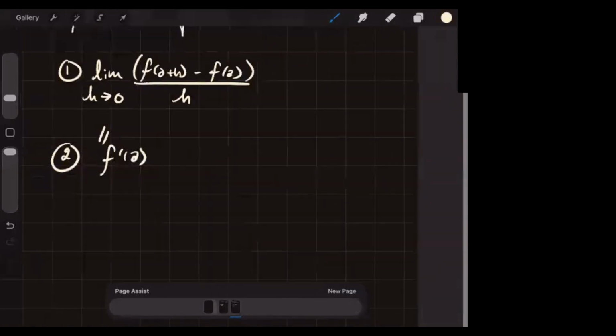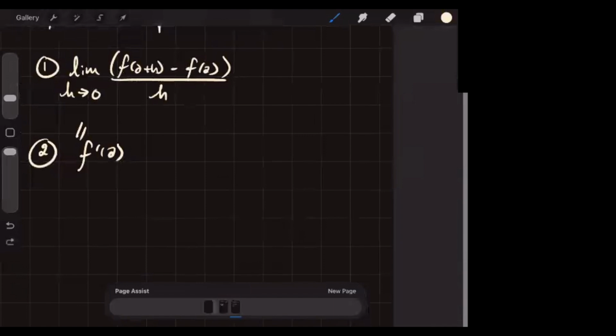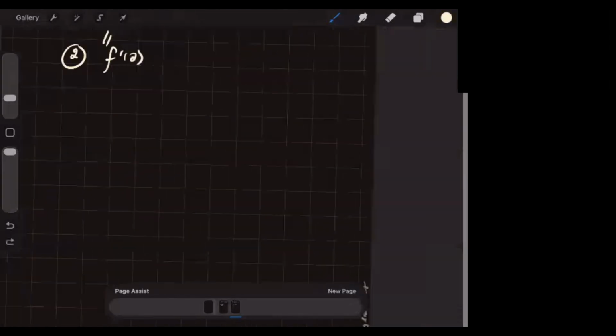You can either derive first and then plug a in, or you can do it directly here. I prefer deriving first and then plugging a in, only because now you have a formula that you can hold on to if you need it for later. Yeah, that's it.